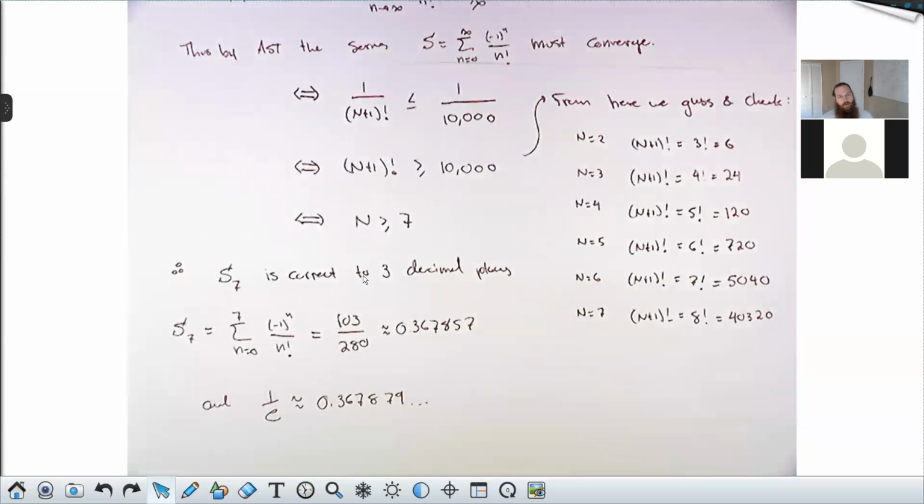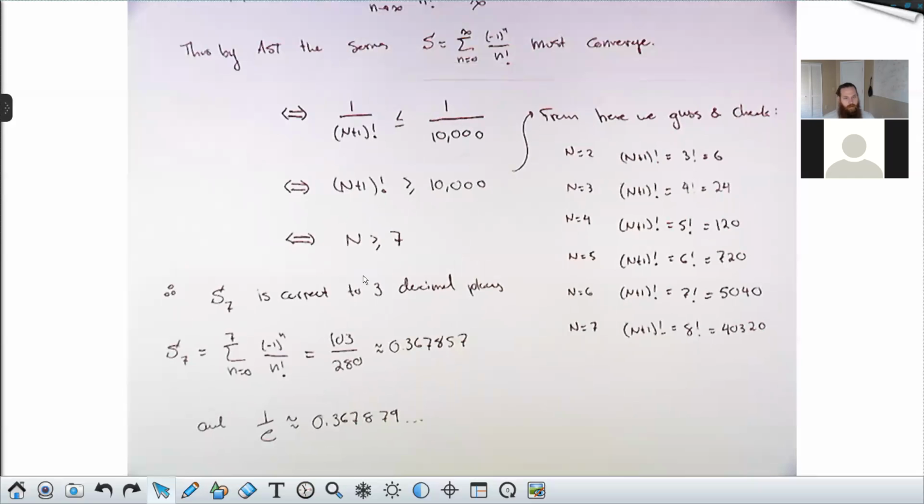So our actual error here is 0.00002-ish, which is incredibly good. NASA scientists would love to be using 4 or 5 figures, sig figs, in all of their computations, but often they settle for 3. So S7 is a really good estimate of the actual value of this series.